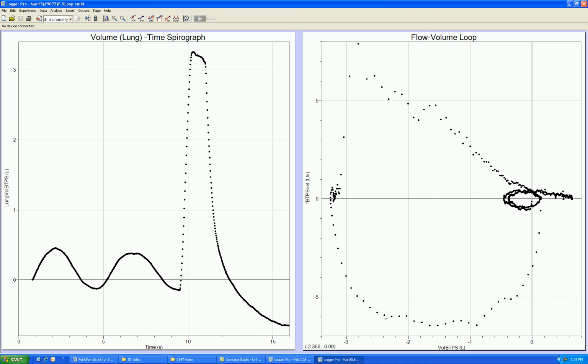A more useful plot is the breath flow versus lung volume. This being the inhale, and this being the exhale. Now again, if you're not familiar with the spirometry terminology, there's a section in the beginning of the user's manual discussing these various parameters. This graph is very useful at measuring the various lung volumes and detecting various lung diseases.